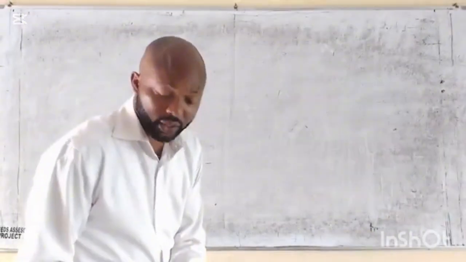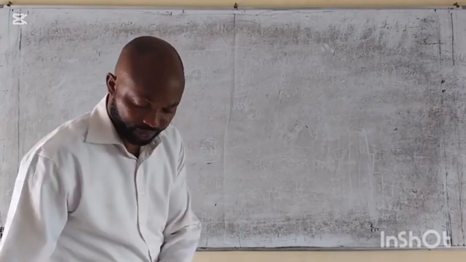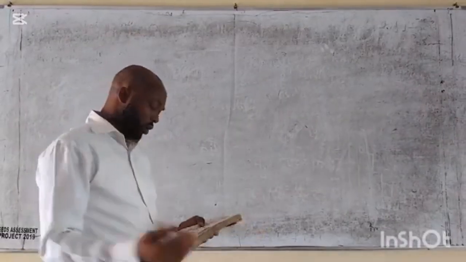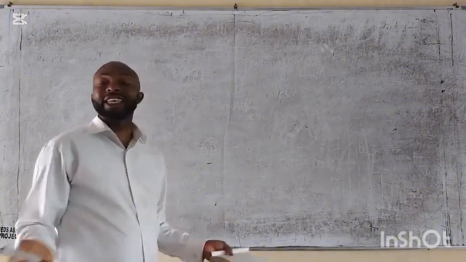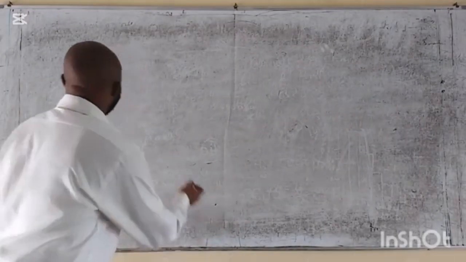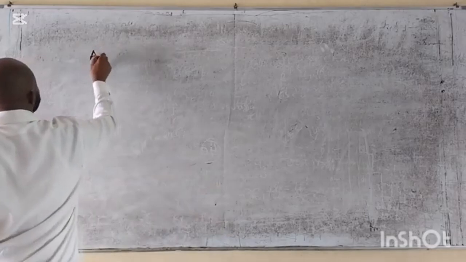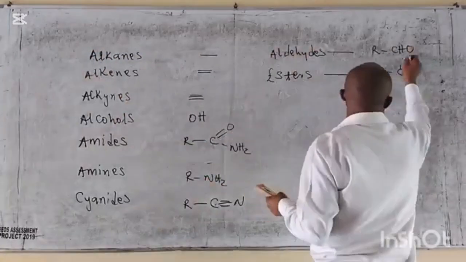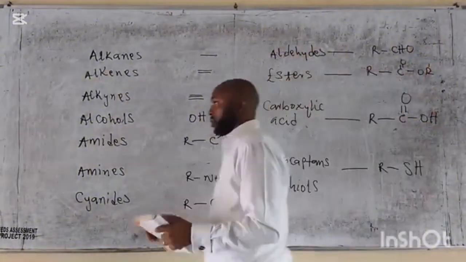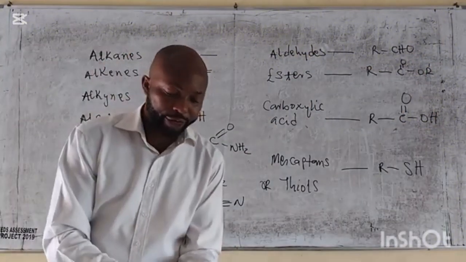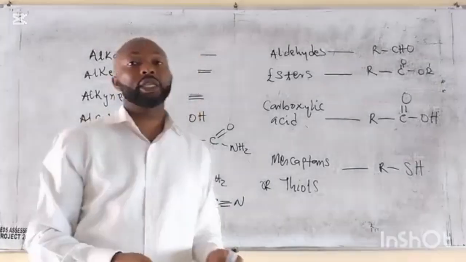Let me give us a little of these functional groups. We know that alkanes are single bonded, so we're not going to talk much about that. Alkenes are double bonded. Okay, let me just put them out. Alkanes. So these are the few functional groups we're going to deal with.